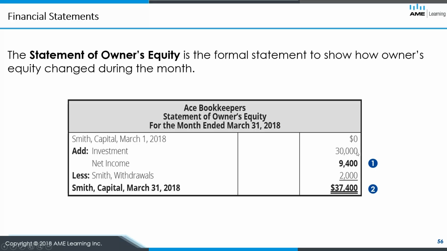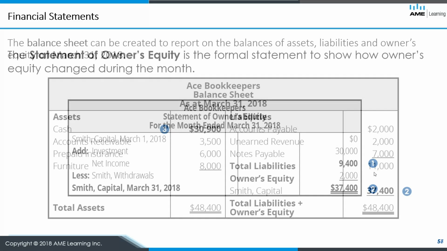So it went up by $30,000, it went up by $9,400 because we had net income, and then it went down by $2,000, not from expenses, but from the owner just taking the money out of the business for personal use.